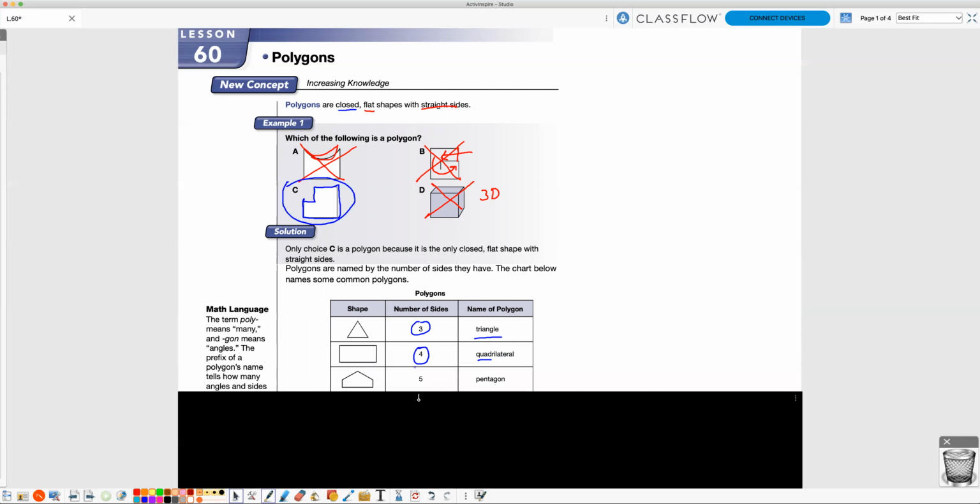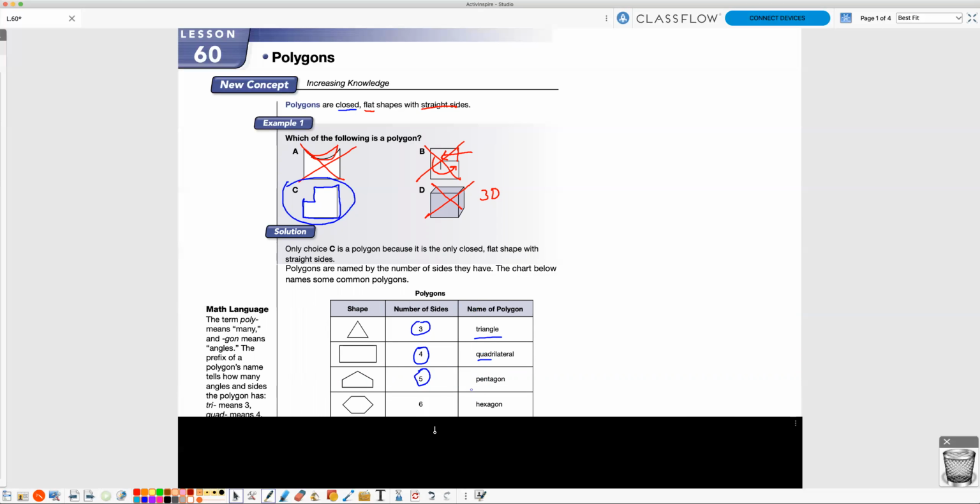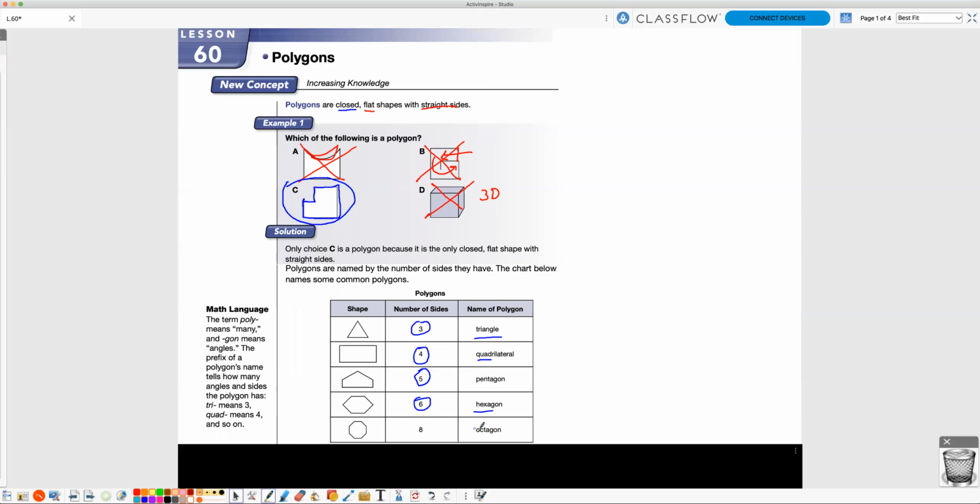If you have 5 sides in a closed flat shape, it would have the name pentagon. 5 sides is named pentagon. If it has 6 sides, it's a hexagon, and 8 sides is an octagon. The term poly means many, and gon means angles. The prefix of a polygon's name tells how many angles and sides the polygon has. So tri means 3, quad means 4, hex would mean 6. Those give you clues.